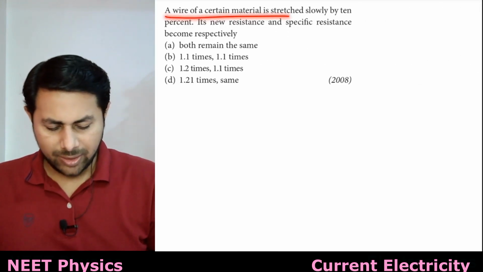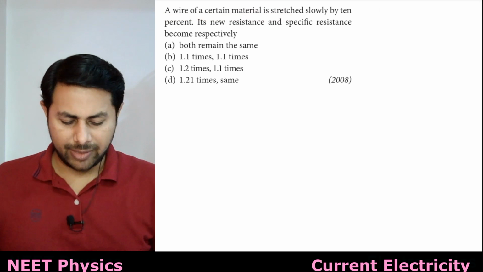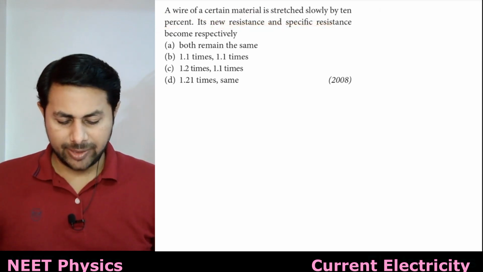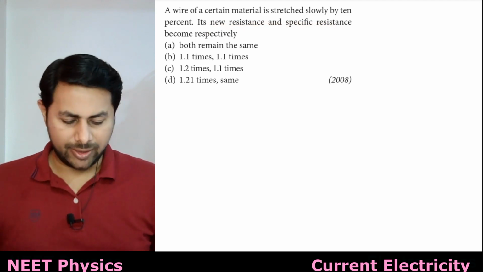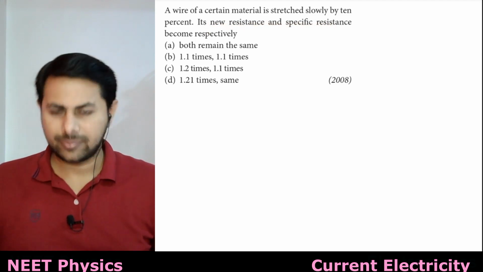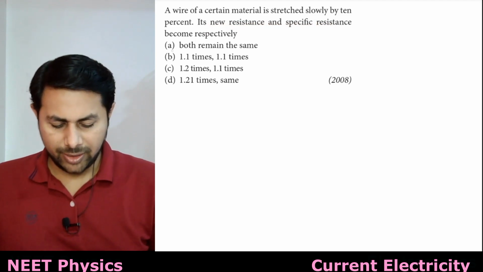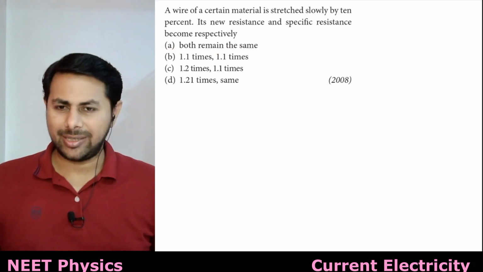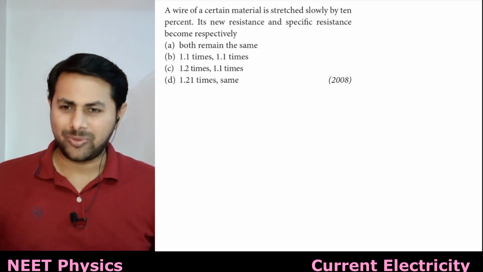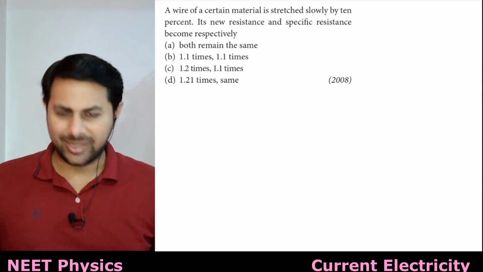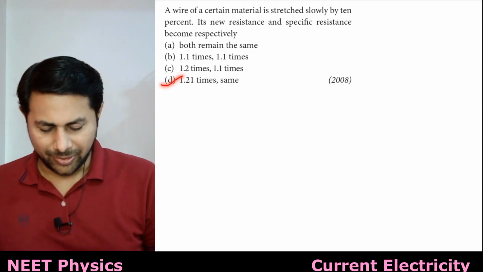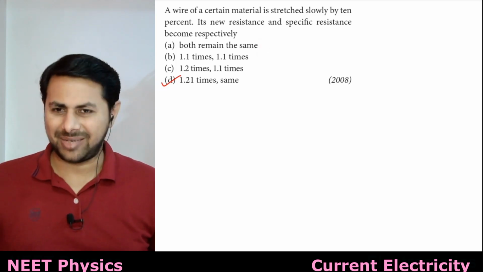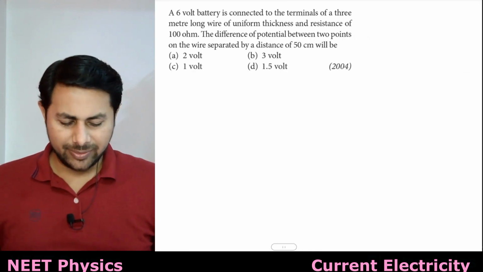See the next one. A wire of certain material is stretched slowly by 10%. Its new resistance and specific resistance become, respectively, tell me. Option A says both remain same. We know resistance changes, but specific resistance will remain same. You are not changing the material of the wire, right? So it's option D, good. So option A is not correct. All right, let's see the next one.